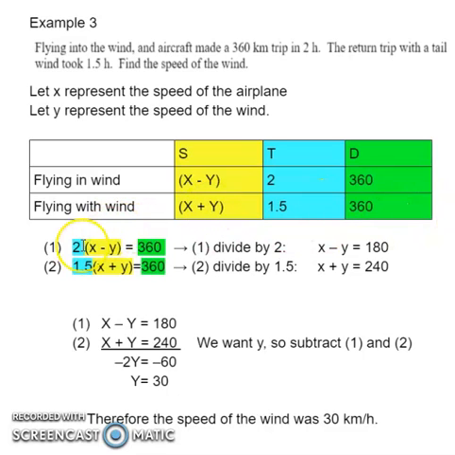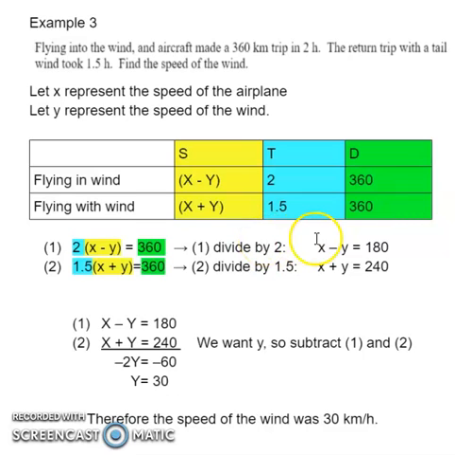So you have two components of the trip. Flying into the wind, I've rearranged the equation slightly, so I have the coefficient first and then the variable component next. So 2 times bracket x minus y is equal to 360. And the second part of the trip, flying with the wind, is 1.5 times bracket x plus y bracket equals 360. Now notice that I cleverly divided line 1, all components, by 2.